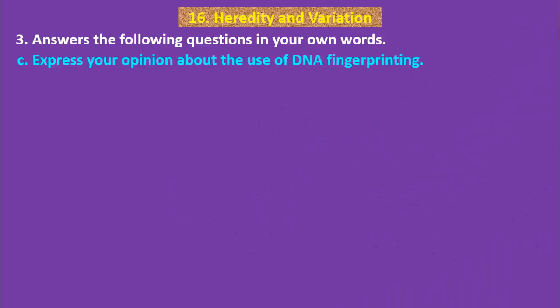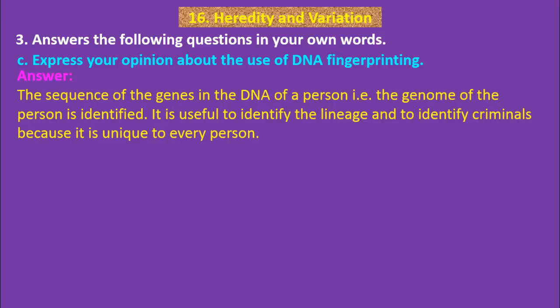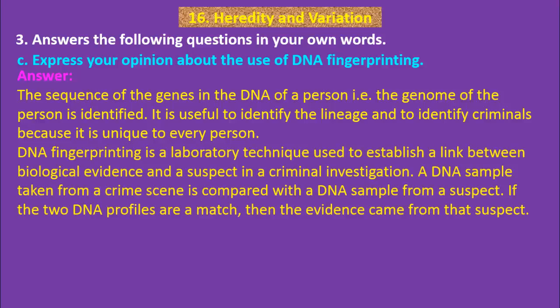C. Express your opinion about the use of DNA fingerprinting. Answer. The sequence of the genes in DNA of a person, as the genome of the person, is identified. It is useful to identify the lineage and to identify criminals because it is unique to every person. DNA fingerprinting is a laboratory technique used to establish a link between biological evidence and a suspect in a criminal investigation. A DNA sample taken from a crime scene is compared with a DNA sample from a suspect. If the 2 DNA profiles are a match, then the evidence came from that suspect.